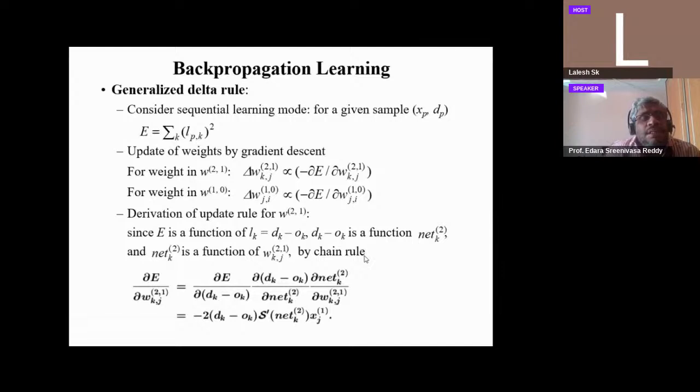Since this energy or error is a function of desired response minus output response, and similarly desired response minus output response is a function of net of 2. Net of 2 means the output layer. And again net of 2 is a function of W2 comma 1 by chain rule, as we discussed the chain rule there.